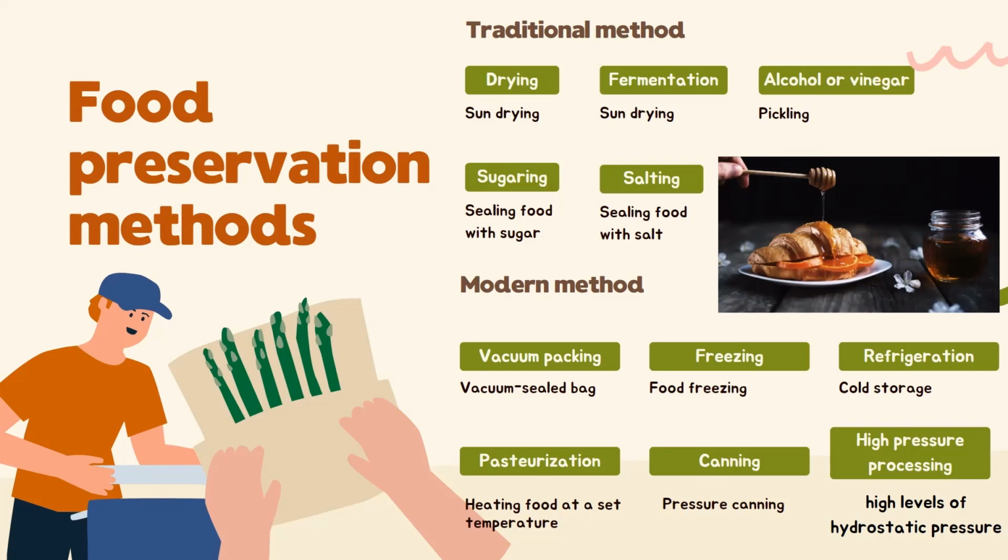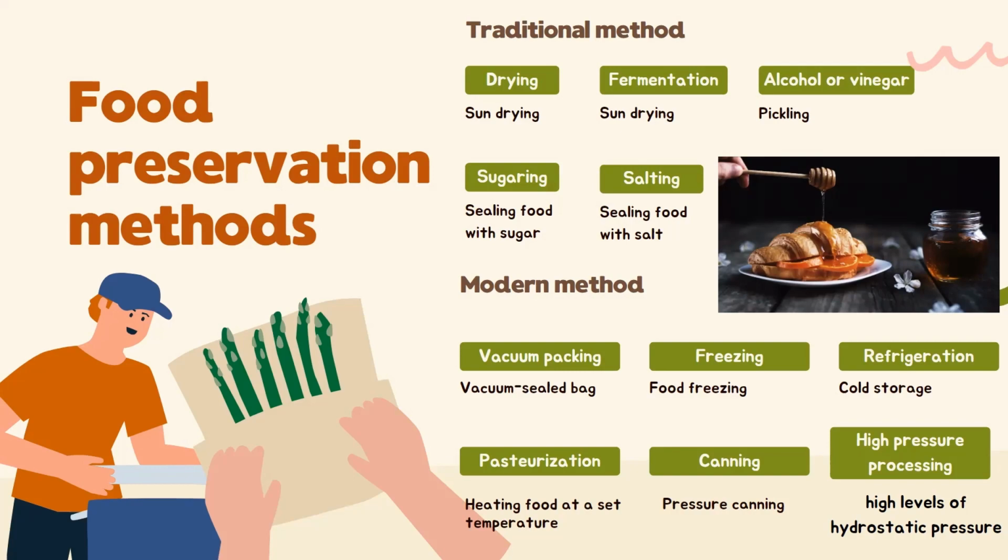Fourth is preserving in sugar. Sugar acts as a preservative by reducing water activity and inhibiting microbial growth. Fruits and some types of ginger or citrus peels are preserved by immersion in sugar syrups.